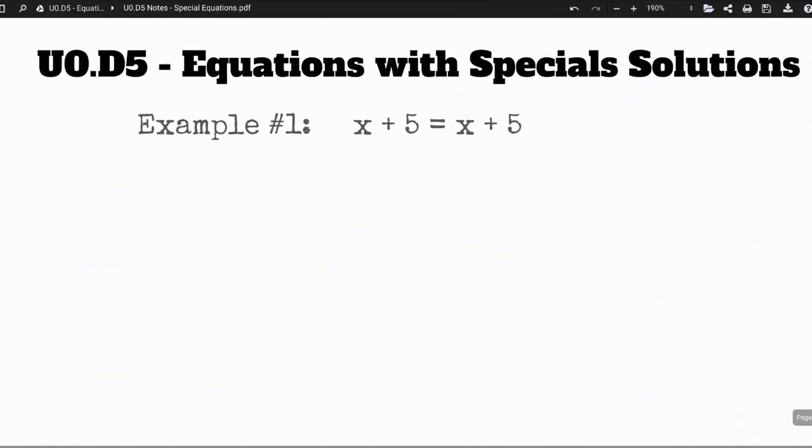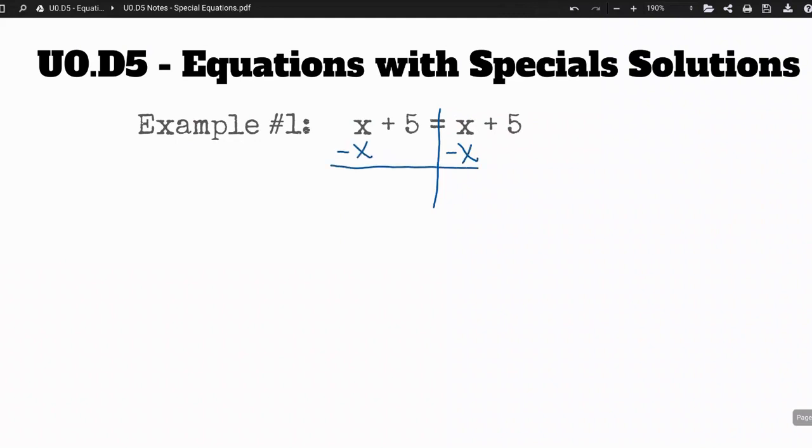Let's look at some examples. Example number 1, x plus 5 equals x plus 5. What I would do in an equation like this is just start with, just like we did multi-step equations, try to get the variables to the same side. Now, if I want to try to move this positive x to the other side so I can combine it with the other x, I have to make sure that I'm using those inverse operations. So I have to take x away from each side.